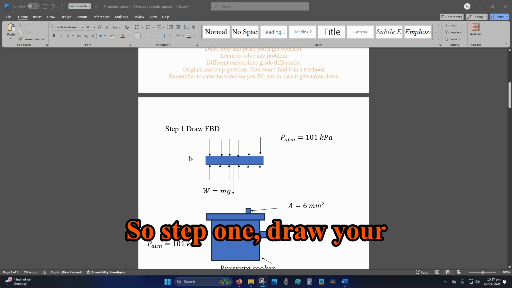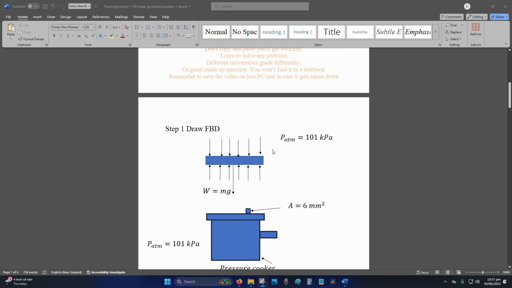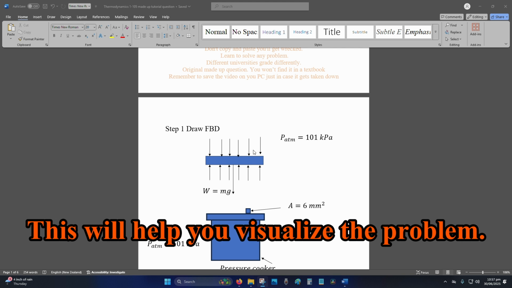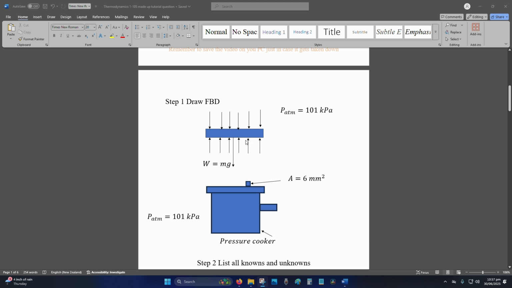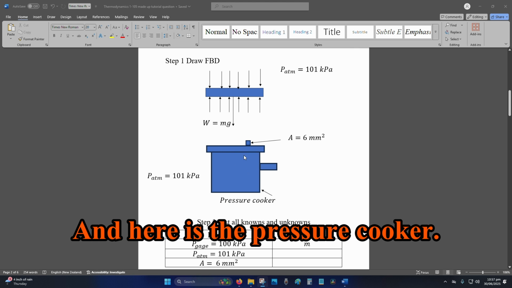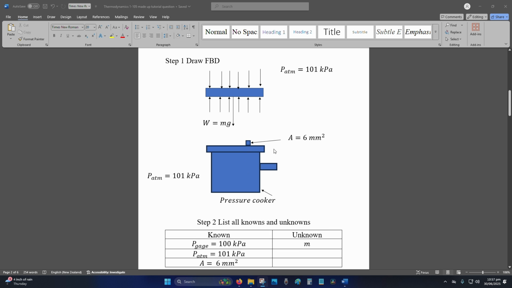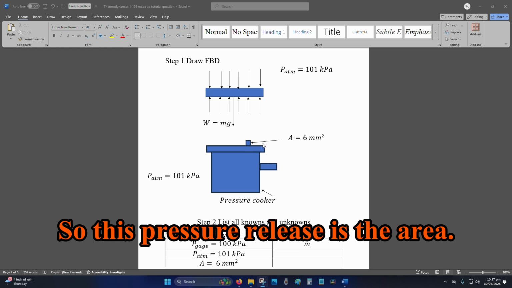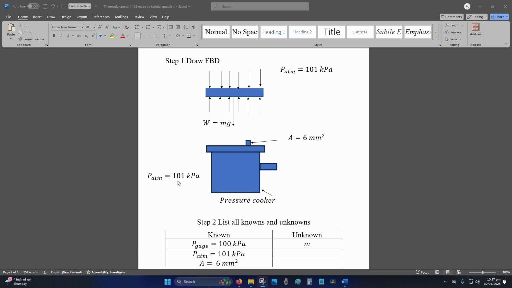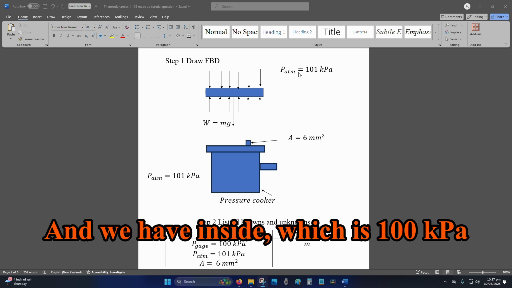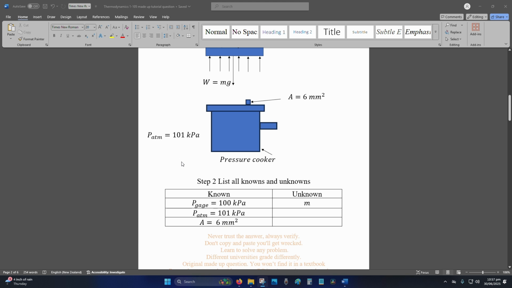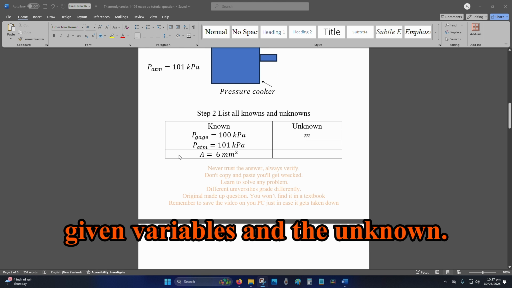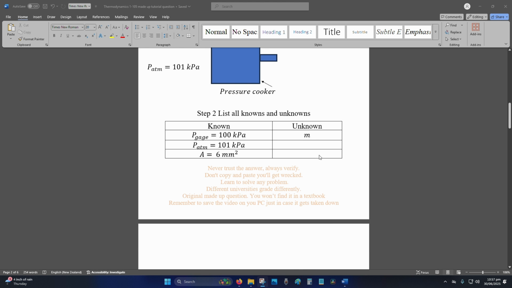So step 1, draw your free body diagram, your FBD. This will help you visualize the problem. So here is the lid with the pressure, and here is the pressure cooker. So this pressure release is the area. And we have inside, which is 100 kPa, and the outside is 101 kPa. Step 2, list all the given variables and the unknown, so we're trying to find the mass inside.